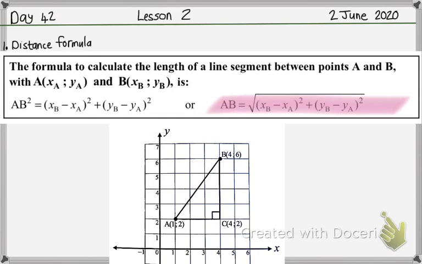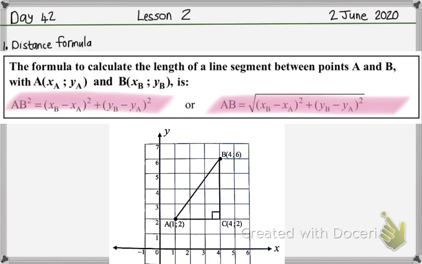AB is equal to the square root of xb minus xa squared plus yb minus ya squared. Or, if I take the square root over, it becomes AB squared. I can also have the formula on the left, AB squared, that formula.